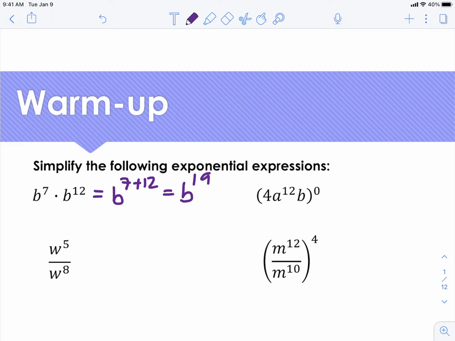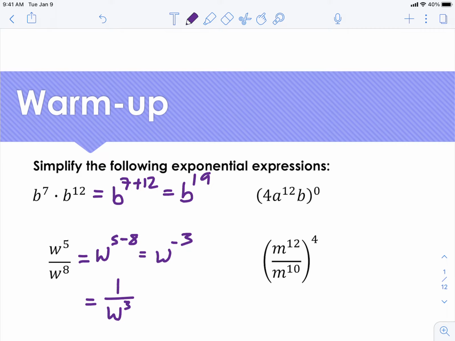Now in this case, you could do subtraction, right? We could do w to the 5 minus 8, and that would give us w to the negative 3. Now, the bad part about doing this is we don't want negative exponents in our simplified form. So now how do you make that into a positive exponent? You put 1 over w to the positive 3.